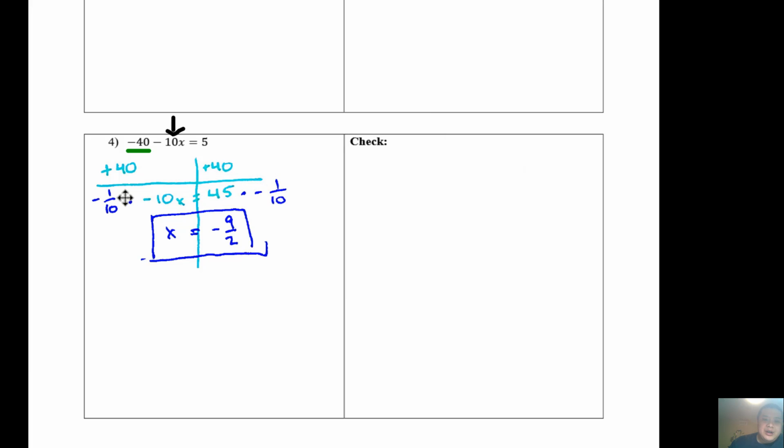Then what we get is negative 10x equals 45. Then we're going to multiply both sides by negative 1/10 to get rid of this 10 right here, so that these cancel out. And then 45 and 10 can be cross-cancelled as well. This turns into a 2. This turns into a 9. So we got 9 times negative 1/2, which gets us negative 9/2.